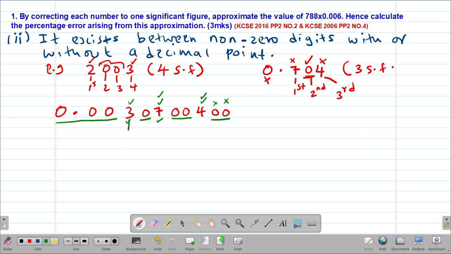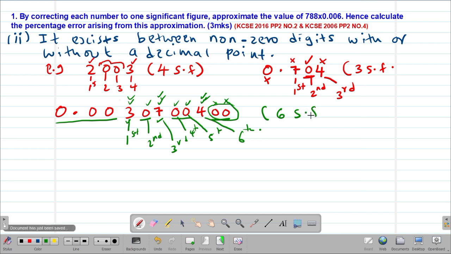These are non-zero digits. So, if a 0 exists between non-zero digits, then it is said to be significant. Therefore, for this case, this will be our first significant figure. This will be our second significant figure, our third, our fourth, our fifth, then this will be our sixth significant figure. Remember, these two zeros are not significant because of the decimal point. Otherwise, if there was no decimal point, then these two would be significant due to the fact that they would be on the right hand side of a non-zero digit. So in this case, the two zeros are simply place value holders. Therefore, this number is correct to 6 significant figures.